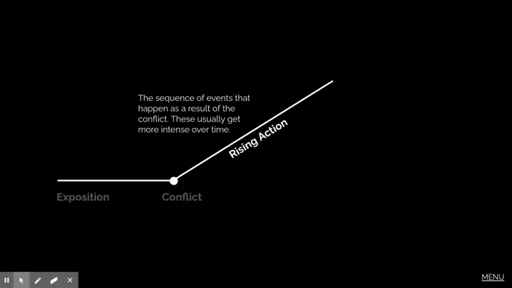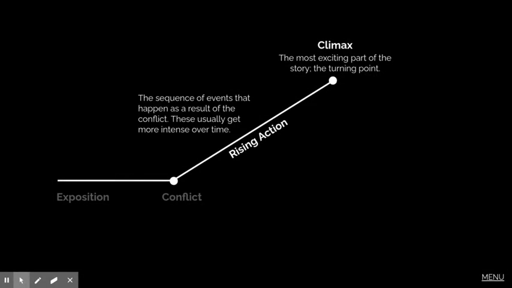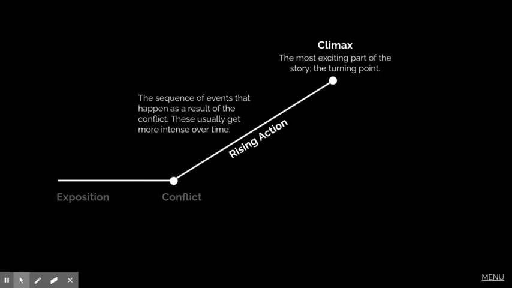The climax is the most exciting part of the story, the turning point. This often happens near the end of the story, but not right at the end. So you're going to start out with the exposition and introduce you as the main character and as the protagonist. Then you'll introduce the conflict of your story. So what happens or what is the issue that you are writing about? Then you're going to include rising action. So what leads up to the main problem?